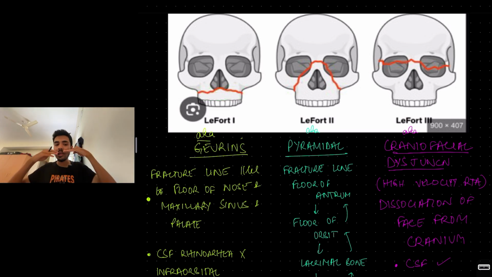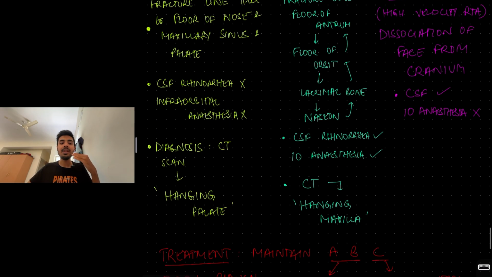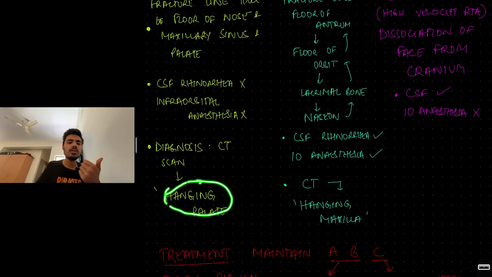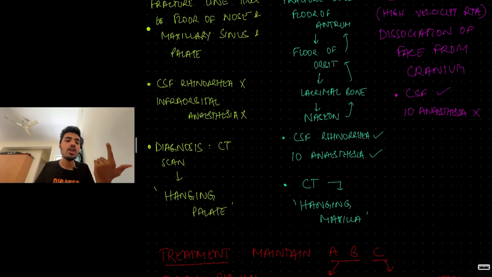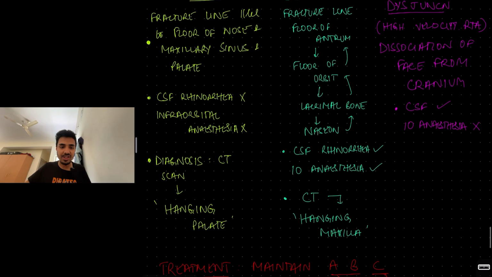At this level, it runs backward. So what happens on CT scan? It appears as if the palate is hanging from the rest of the face. So that is why it is also known as hanging palate. And there is no involvement of the infraorbital foramen, so no infraorbital anesthesia. There is no involvement of the cribriform plate, so no CSF rhinorrhea. So this is about Lefort 1 or Guerin's fracture.